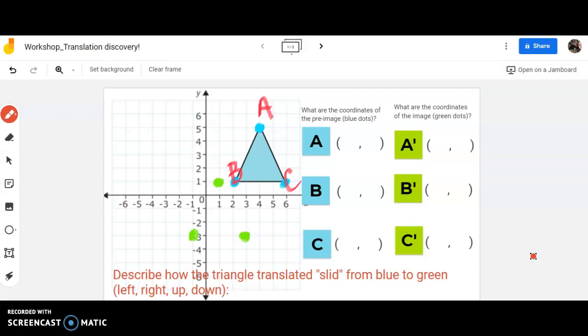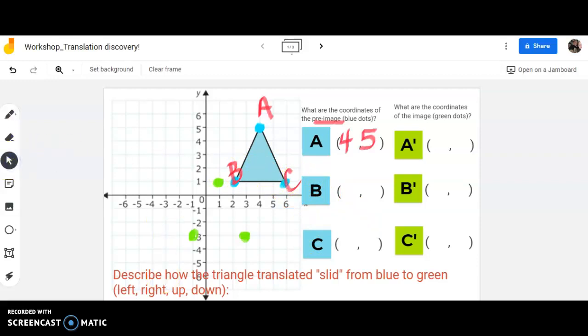Once you have those labeled, you need to get the coordinates of those points. So the pre-image, I put that it's the blue dots. So we need to know what the coordinates of the blue dots are. I'm going to get you started with the first one. So A would be 4, 5. Then you can go and fill in for B and C based off of your picture.